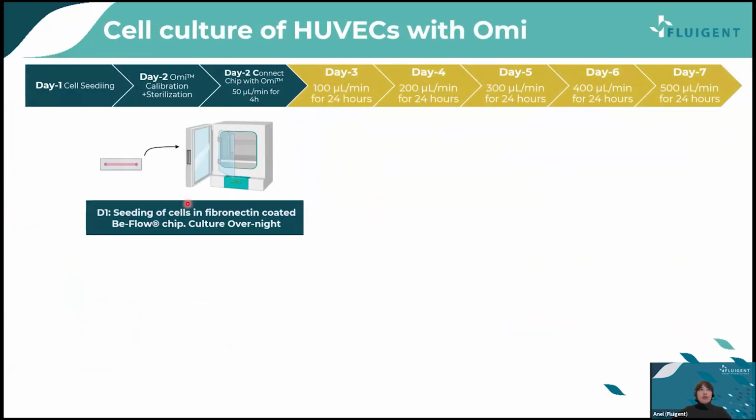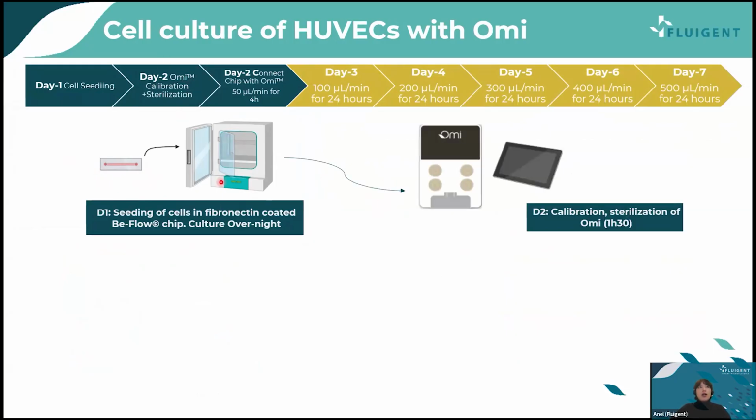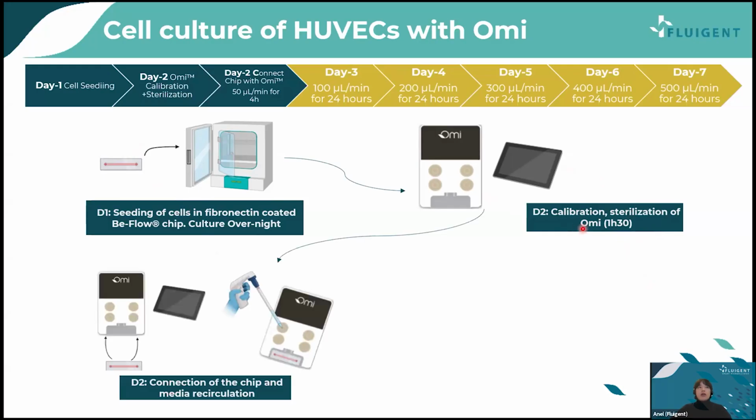So here we have the first day we seed the cell with a fibronectin coated surface with HepaRG with a given number of cells. And on the day 2, after leaving the culture overnight, we set up and calibrate the Omi device. As Easy mentioned, Omi takes some time to calibrate and set up. So it could be 1.5 to 2 hours, obviously not including all the chip preparation that is done in advance. Then the device is connected for media recirculation.